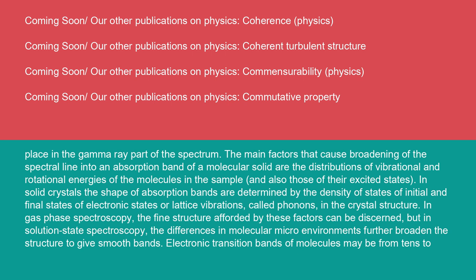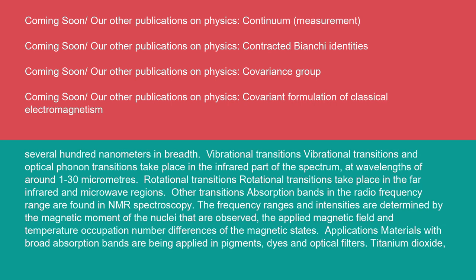In gas phase spectroscopy, the fine structure afforded by these factors can be discerned, but in solution state spectroscopy, the differences in molecular microenvironments further broaden the structure to give smooth bands. Electronic transition bands of molecules may be from tens to several hundred nanometers in breadth. Vibrational transitions and optical phonon transitions take place in the infrared part of the spectrum at wavelengths of around 1 to 30 micrometers.